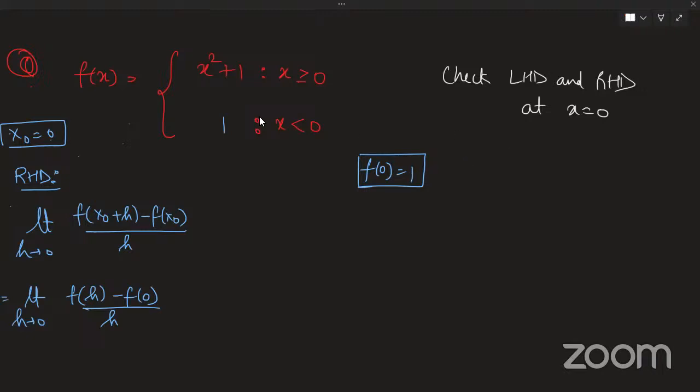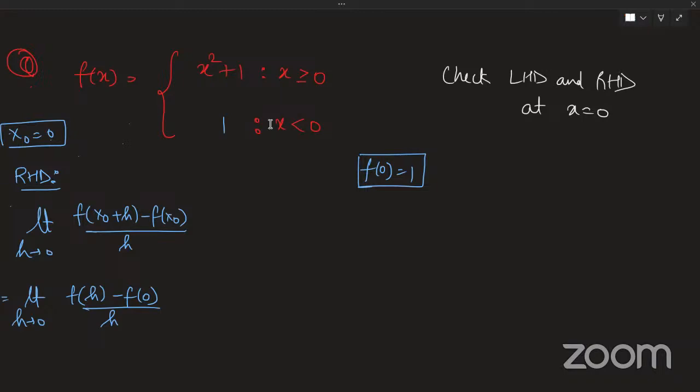Vignesh, I just want to ask you one small question. Why did you only check at x equal to 0? Why not at any other point? If I ask you the continuity of this function, why did you not check at any other point?